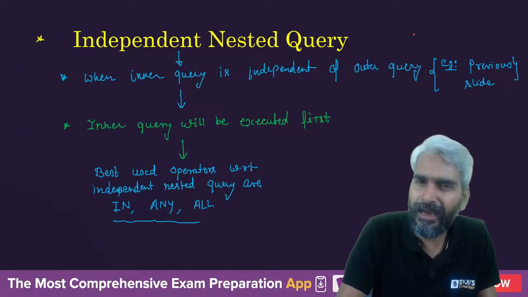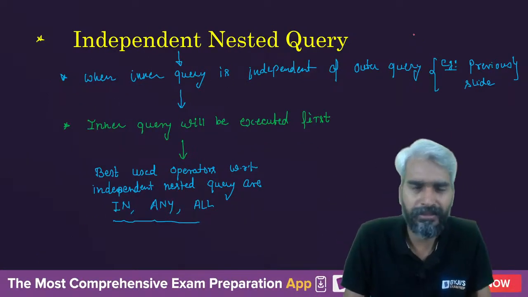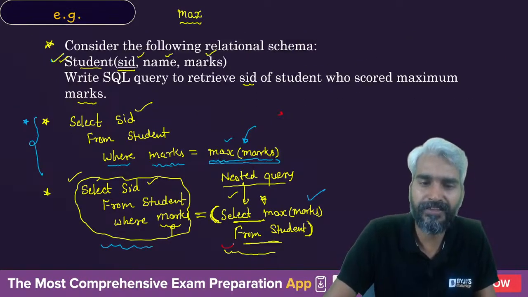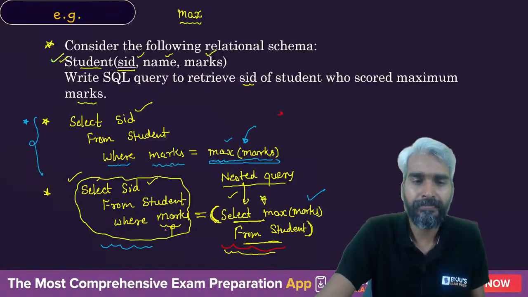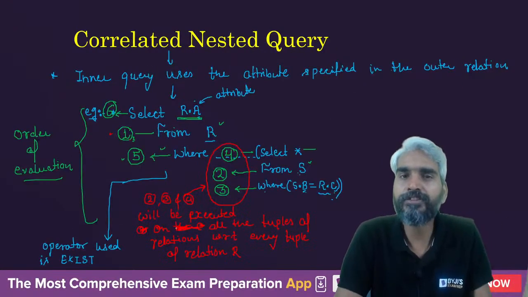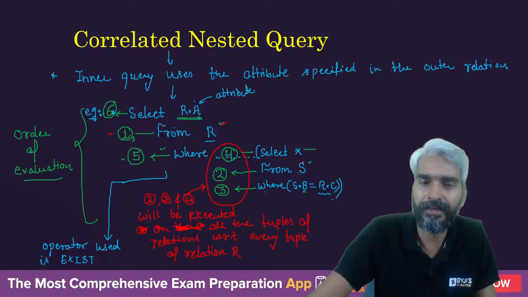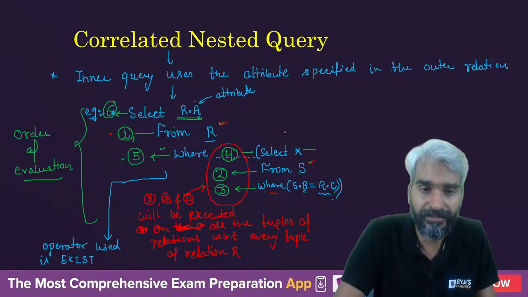Inner queries, independent nested query is simple. We'll understand that with a single example. First it will be calculated, it will produce one output, and that output will be compared with the marks of every tuple. That's simple. But here the order of execution will be different. Just remember, first take one tuple from the outer relation, then take the first tuple from the inner relation, then check the where condition. Based on that, choose whether that tuple will be selected or not. That's the idea.